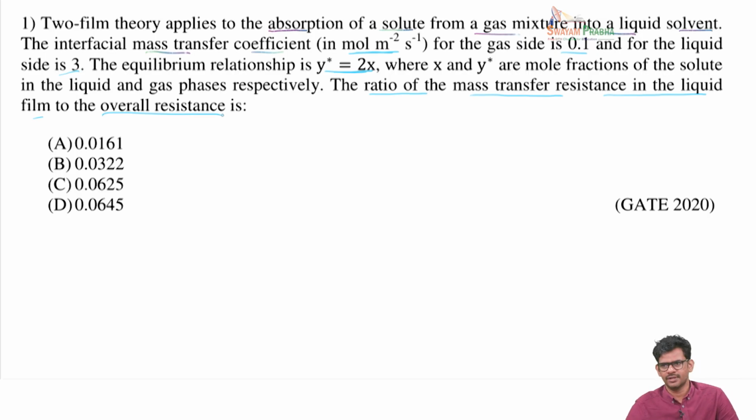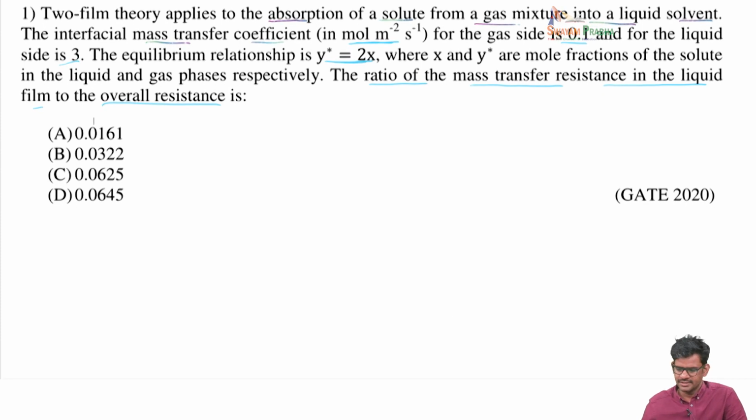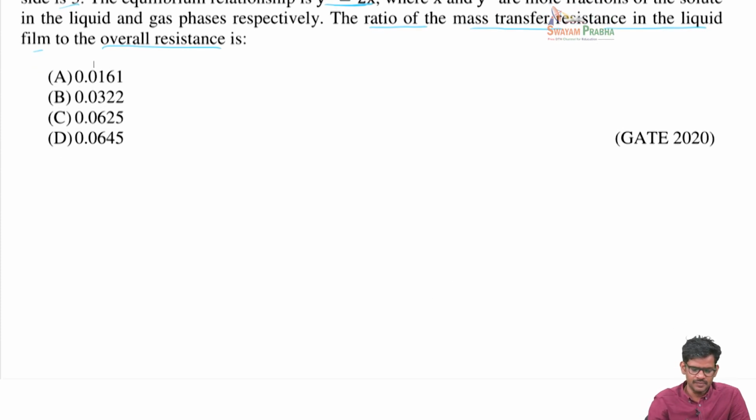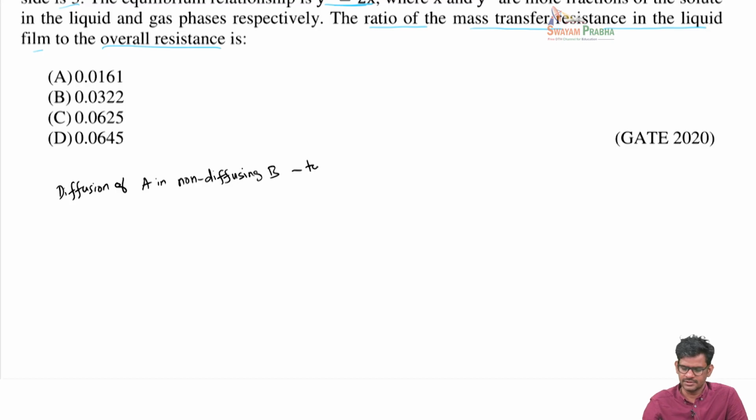So first of all, to answer this question, it's a good practice to list out all the known data. So what are the known data? First of all, I want to write that it is a diffusion of A in non-diffusing B type mass transfer. So type of mass transfer, we will note it down.